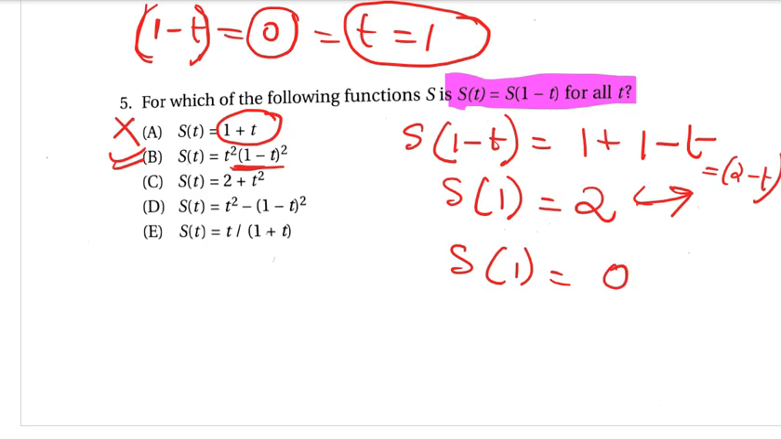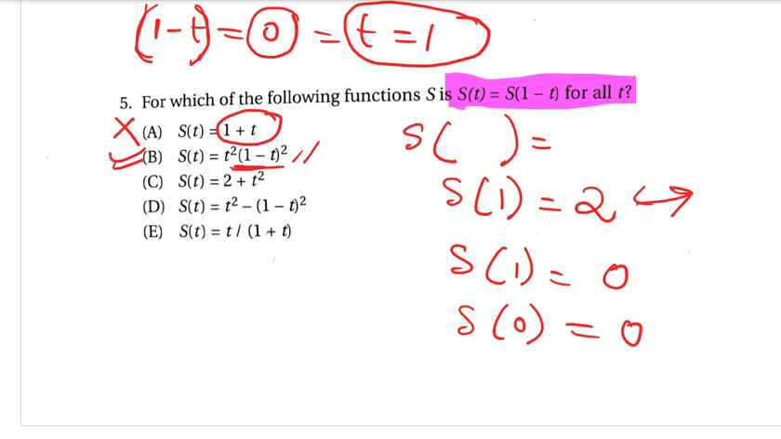S of 1 we are getting 0. Now let's check s of 0. At s of 0 also you are going to get a 0. Over here also we must check at 0. I was supposed to check at 0 here. I don't know why I put t. Actually 1 minus t was 0, but I uselessly put 1 minus t. We were supposed to put it as 0.